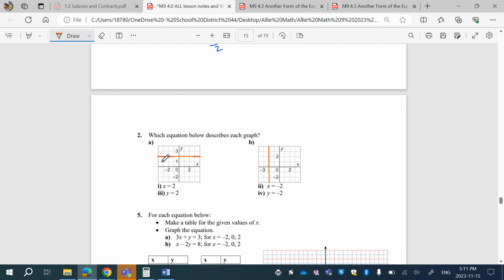So what does this describe? Well, there are only y values. Okay, so there's only y equals 2. It only touches y here. So let's go y equals 2. Here we have a vertical line. It's at negative 2 on the x, and it does not touch over here. So we're going to go x equals negative 2.